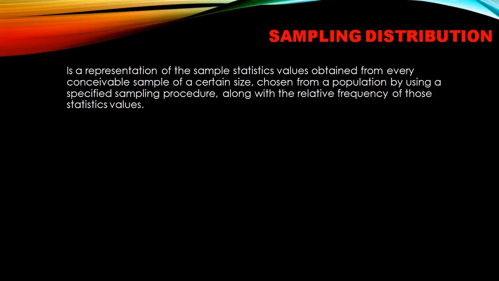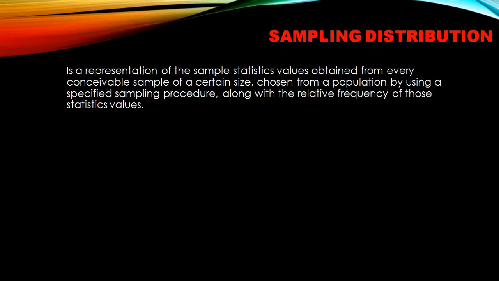Okay, and what is sampling distribution? It is a representation of sample statistics, values obtained from every conceivable sample of a certain size chosen from a population by using a specific sampling procedure, along with the relative frequency of those statistic values. Now, what is all this? This is quite simple. I'll give you a simplified version of understanding this.